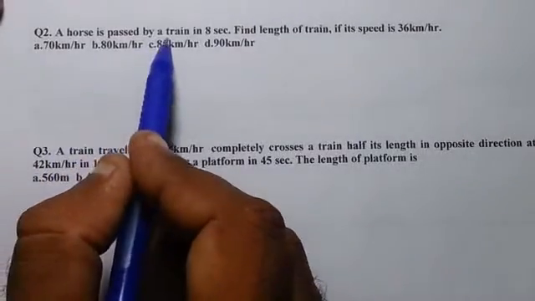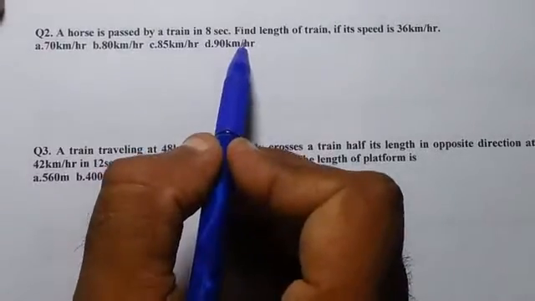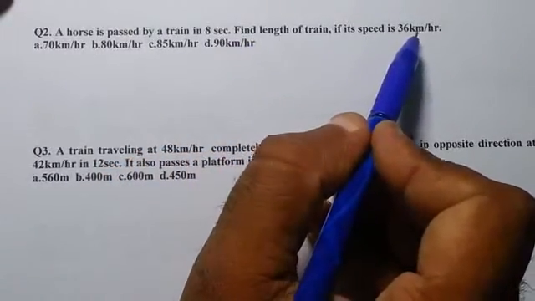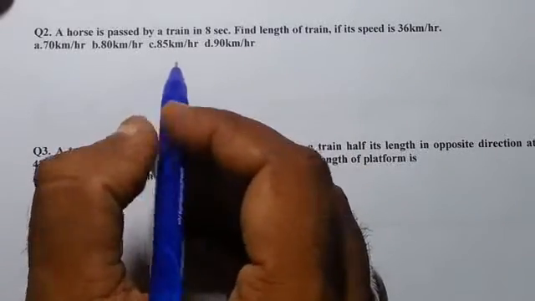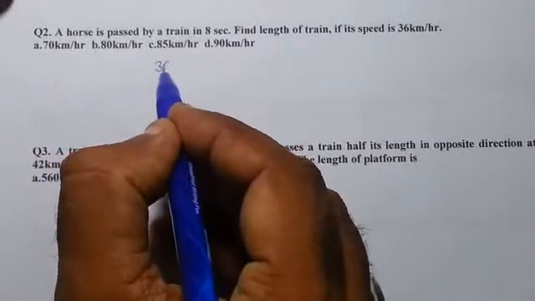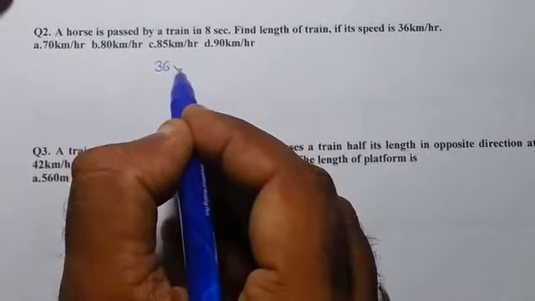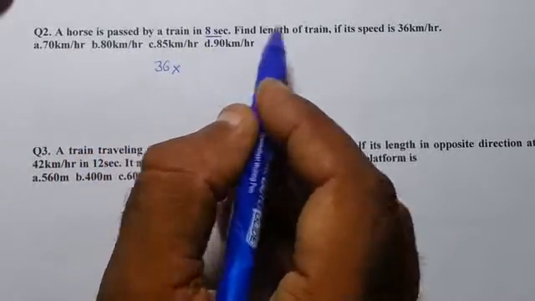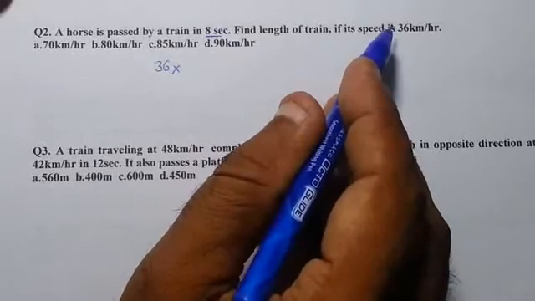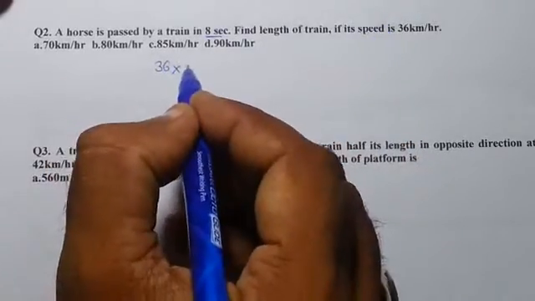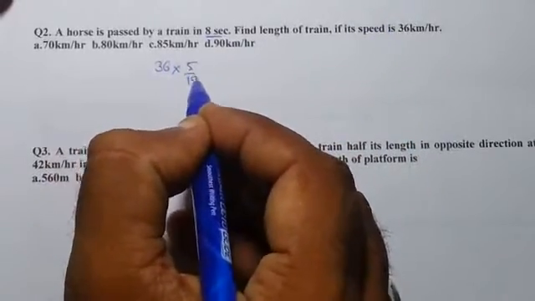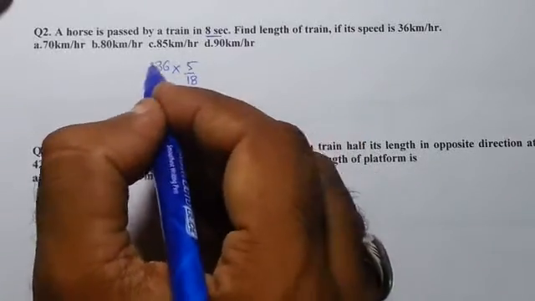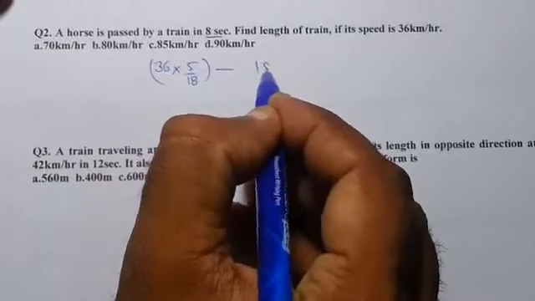A horse is passed by a train in 8 seconds. Find the length of the train if its speed is 36 kilometers per hour, right? So the train speed is given as 36 kilometers per hour. We have to convert this 36 into meters per second first, because a horse is passed by a train in 8 seconds. So we'll make it in meters per second. The speed is 36, we multiply it by 5 by 18. So that means this much meters in 1 second.